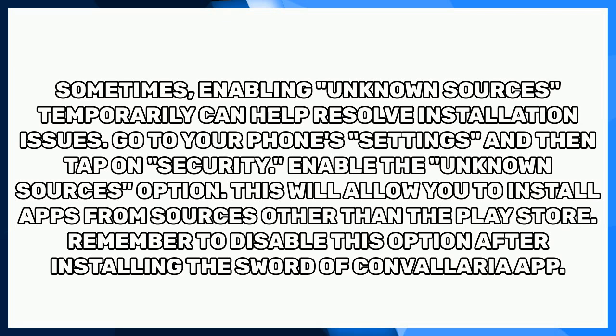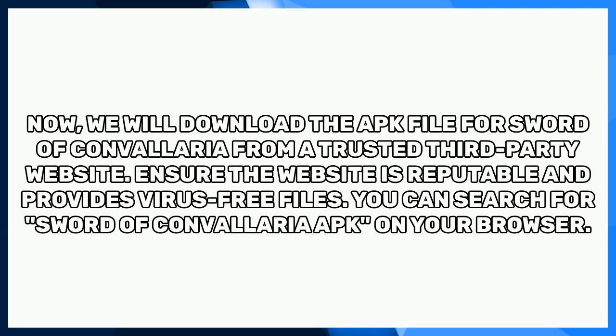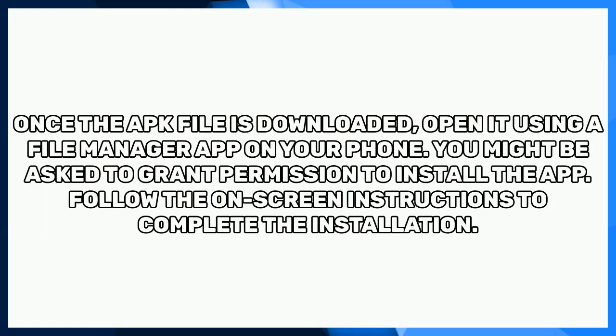Now we will download the APK file for Sword of Convallaria from a trusted third-party website. Ensure the website is reputable and provides virus-free files. You can search for Sword of Convallaria app on your browser. Once the APK file is downloaded, open it using a file manager app on your phone. You might be asked to grant permission to install the app. Follow the on-screen instructions to complete the installation.